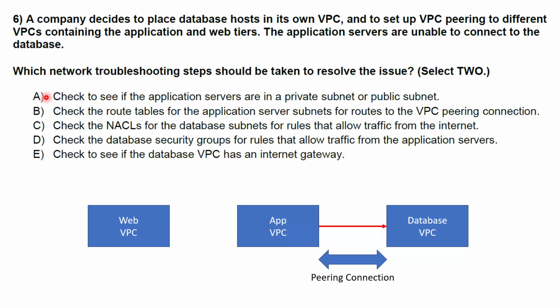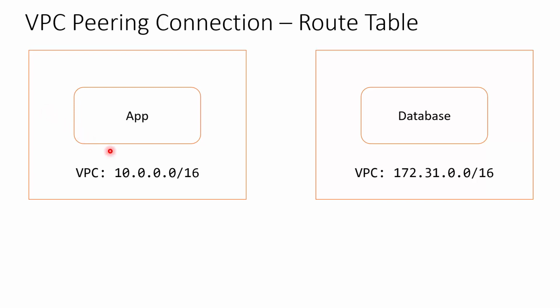Choice A asks you to check if the app servers are in the private or public subnet. I don't think this aspect is relevant as servers in any of the subnets can communicate over the peering connection. Choice B is asking you to check the route tables for the app server subnet and ensure there are routes for using the peering connection. This is in fact a reasonable next step for troubleshooting connectivity issues.